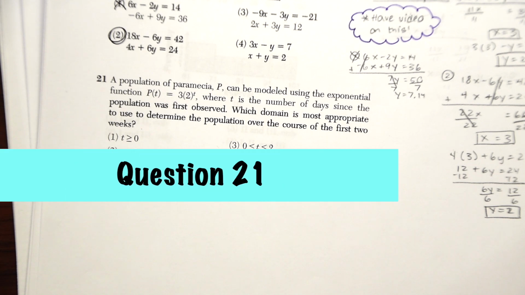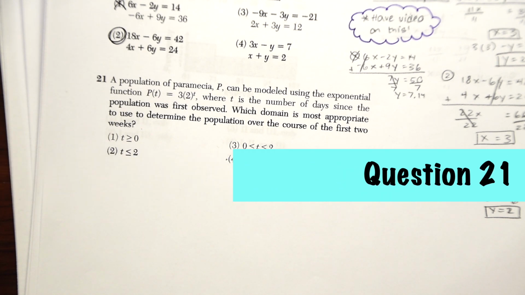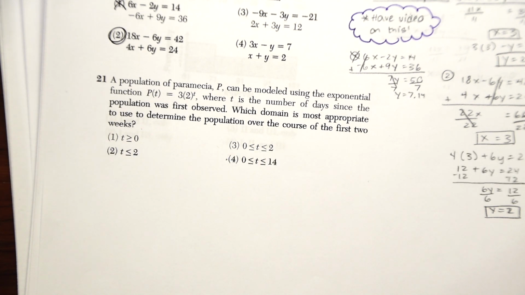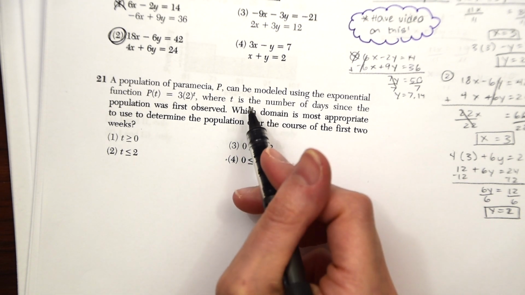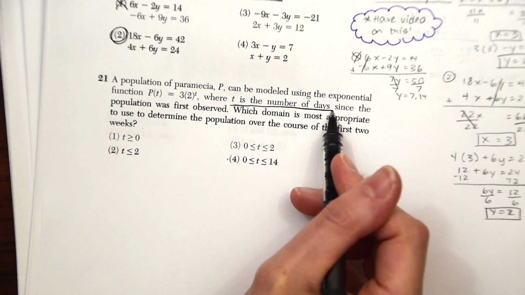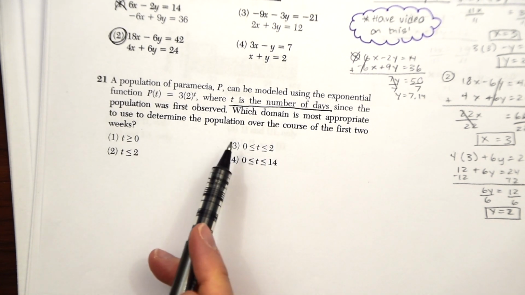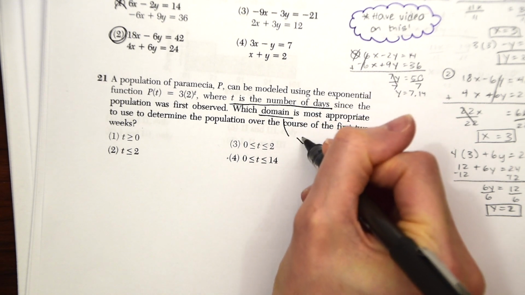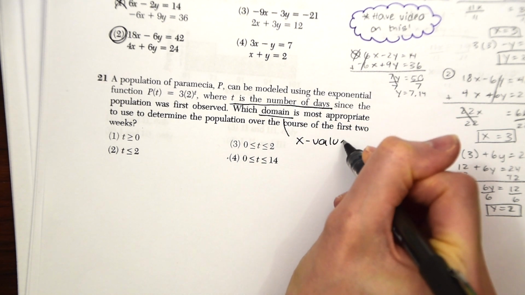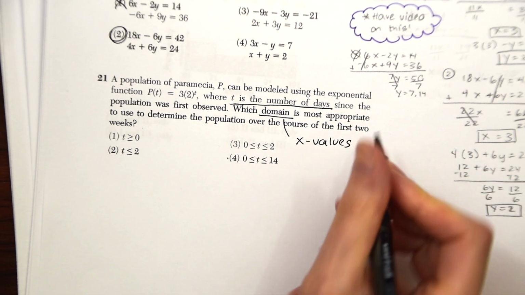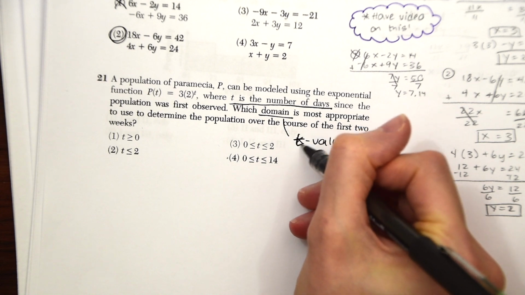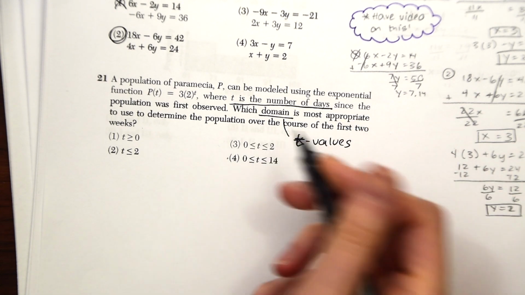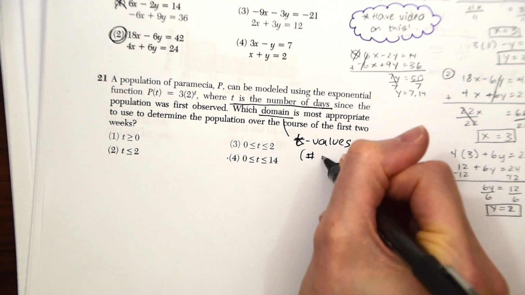So question number 21. A population of paramecia p can be modeled using the exponential function p of t equals 3 times 2 to the t, where t is the number of days. So let's just underline that. T is the number of days since the population was first observed. Which domain? So domain, remember, is always the x values, or in this case it would be the t values. The t values, which is the number of days.